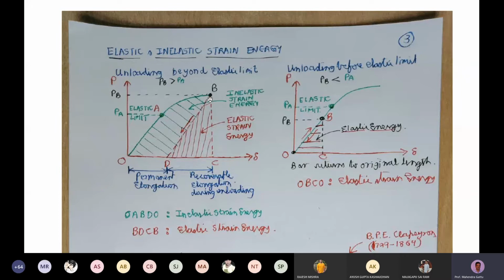This elongation is recovered, and this area is called the elastic strain energy. This part, the green shaded area, is lost. We cannot gain back this part of the energy, and this energy is the inelastic strain energy. So this is regarding the elastic and inelastic strain energies.